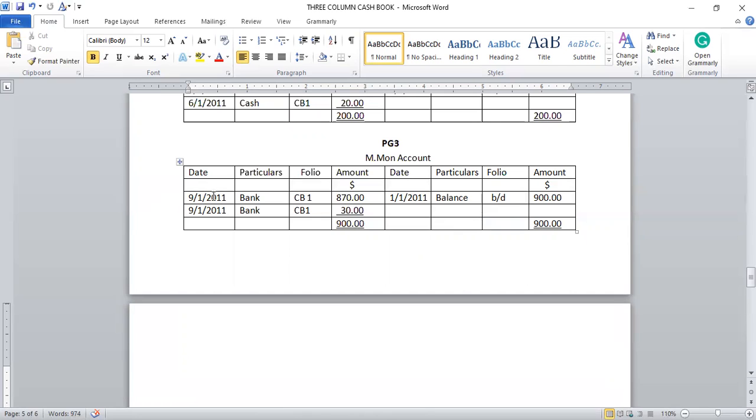Then the payment that he received: because the cash book was credited, definitely Mr. Won account should be debited. So you are debiting 9/1/2011, particulars bank, folio cash book page 1. The amount $870 being paid, and the discount received 30. So 9 January 2011, the particulars bank was paid by check. So bank, cash book page 1, that's where it can be found, $30. So it's a fund.